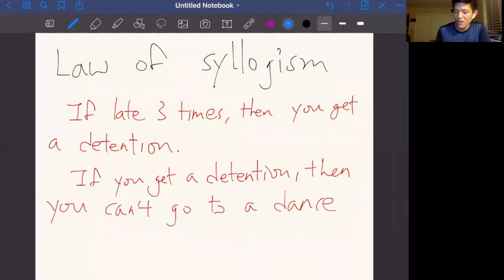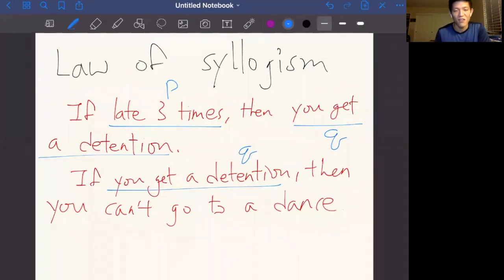Then we have something called law of syllogism, where I have prepared an example. So in this case, if late 3 times, P, then you get a detention, Q, right? And we have a second statement. If you get a detention, that's the same as Q here, right? So I'm just going to call it Q again. Then you can go to a dance. So let's call it R. So the two relationships we have are P to Q, and the second relationship we have is Q to R, right?